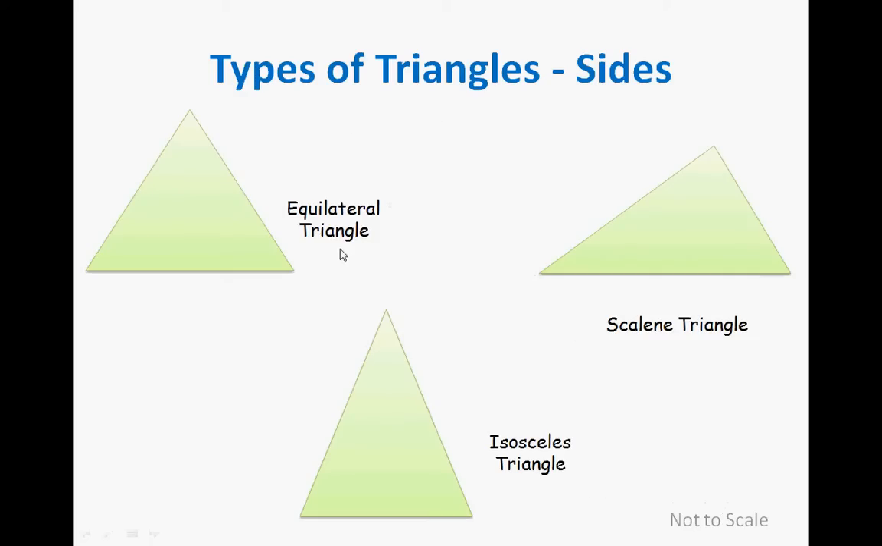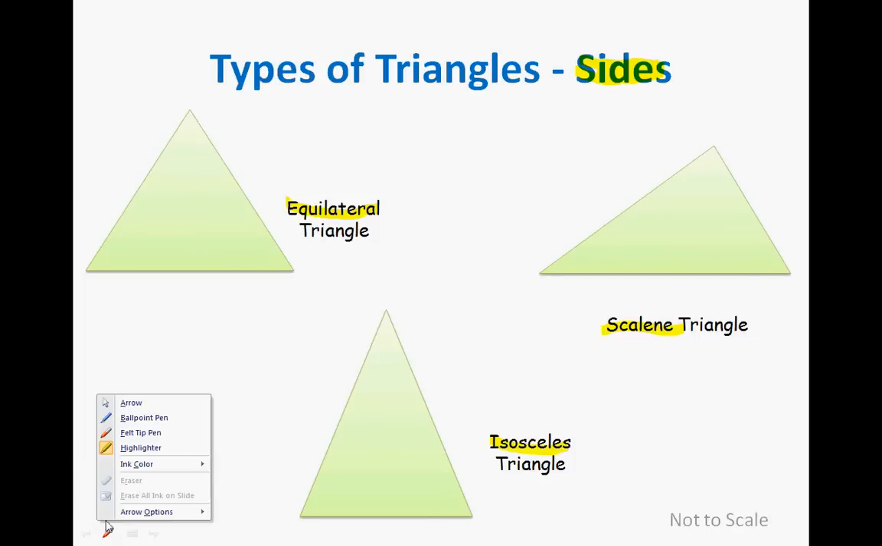Today I'm going to talk about triangles in geometry. Let's start with the types of triangles and their sides. The sides are very simple and really easy. First of all, we have an equilateral triangle, an isosceles triangle, and a scalene triangle.